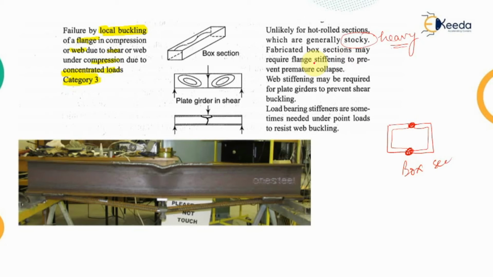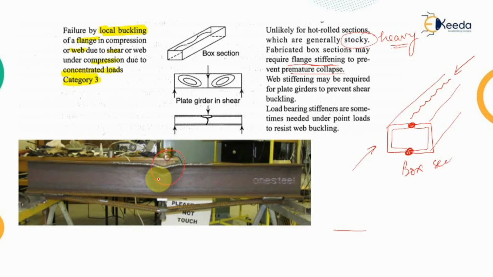Now this box section may require flange stiffening to prevent premature collapse. So what will happen? Whenever we are providing this box section along the length, let's say this is the length of the box section, because of the excessive compressive load along the flange section, there will be some deformation, a wave-like formation on the top section.